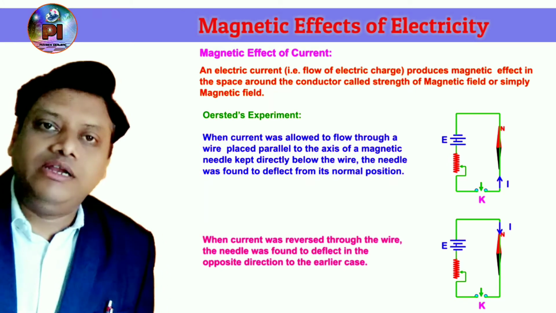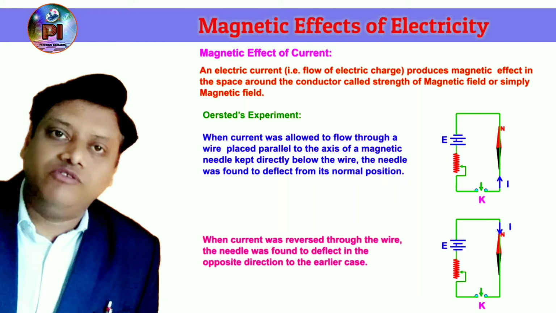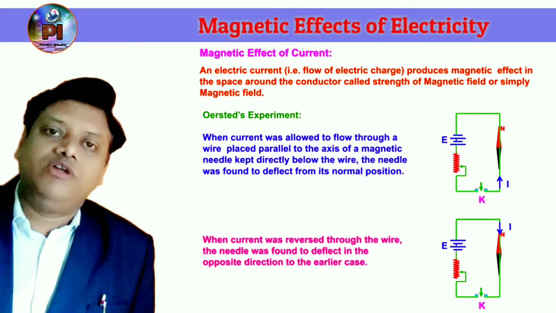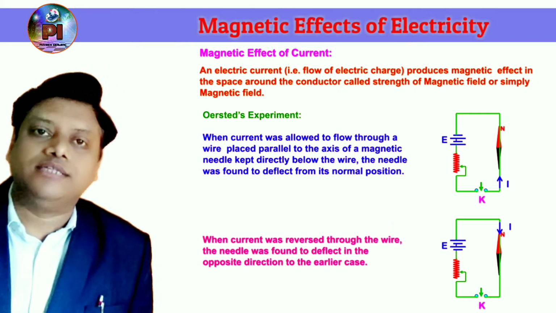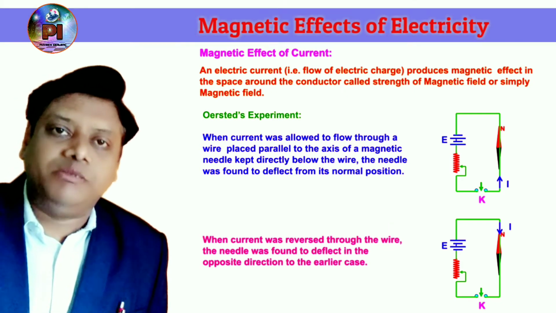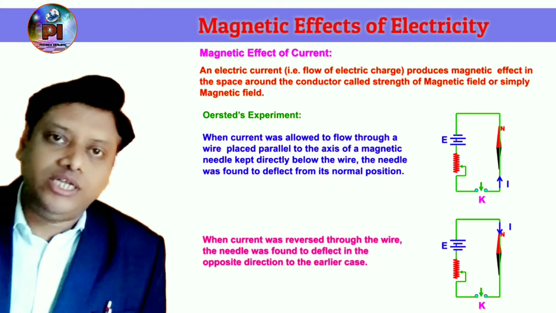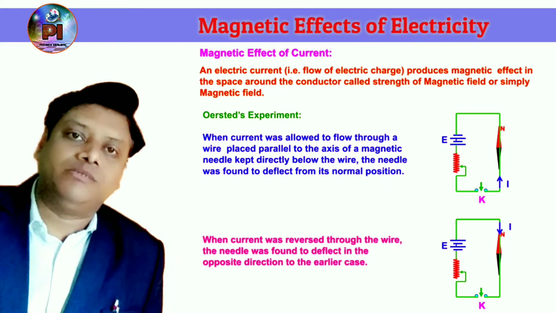Now, this magnetic field exists even when there is no magnetic substance within the field. That means it exists independently. Second, we have to discuss the Oersted experiment, which we already learned in earlier classes. What do we mean by the Oersted experiment? This scientist, 200 years ago, in 1820, discovered the phenomenon that electricity can produce magnetism.